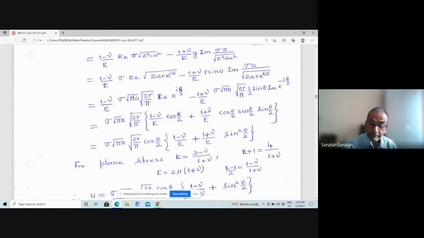So maybe it will be nice if you have some questions at this point, I'll be too pleased to answer them, and then I'll take up the next things. So this is the mode 1 crack-tip solution, and it is the full thing.